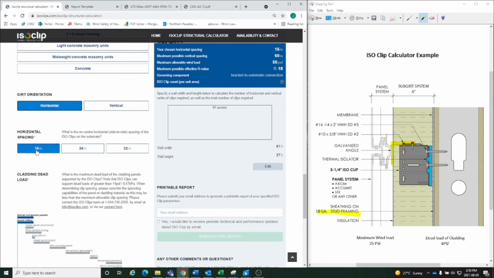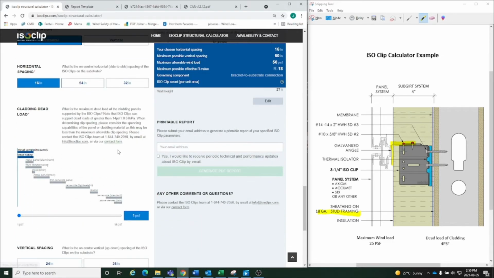The clip spacing, I'm going to stick with 16 inches on center, as typically steel studs are installed 16 inches on center. Sometimes steel studs are 24 inches on center, and more commonly you can use the 24 inch on center in a concrete application, and then you can also go every other stud which is why you have the 32 inch option as well.